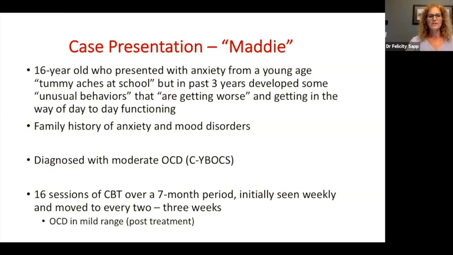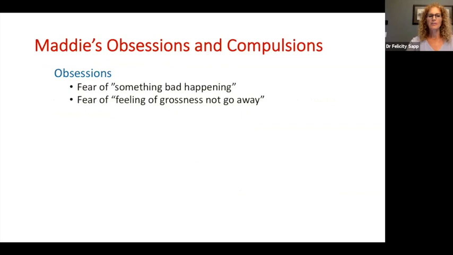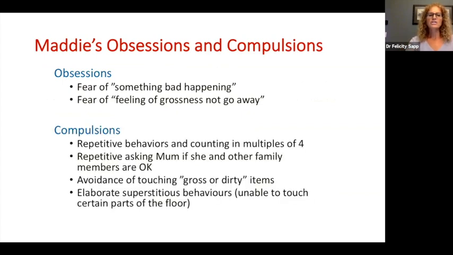Her obsessions were a fear of something bad happening, a fear of this feeling of grossness, or this icky feeling that would never go away. And her compulsions or rituals were repetitive behaviors, and she did these counting in multiples of 4. There was a lot of repetitive asking if she was okay and other family members were okay. She would avoid touching anything considered gross or dirty. And she had these elaborate superstitious behaviors. She had to walk a certain way on the floor. She couldn't touch certain parts of the floor in order to prevent something bad from happening.